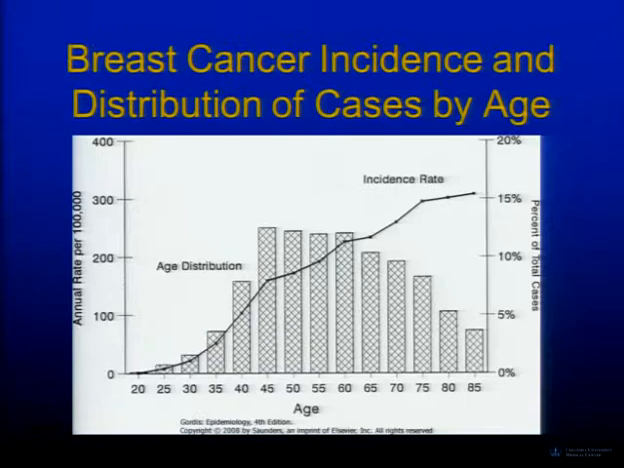Okay, so this is breast cancer incidence and distribution of cases by age. I want you to think that it's important to distinguish the distribution of the disease, the proportion of cases. So the age distribution is here. So what proportion of cases occur in those that are over the age of 80?